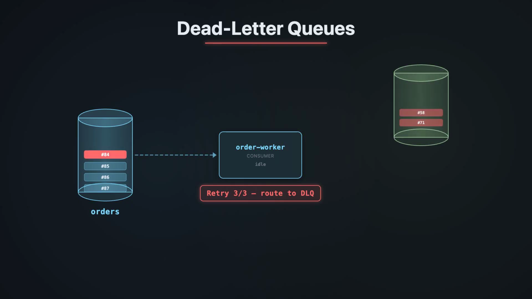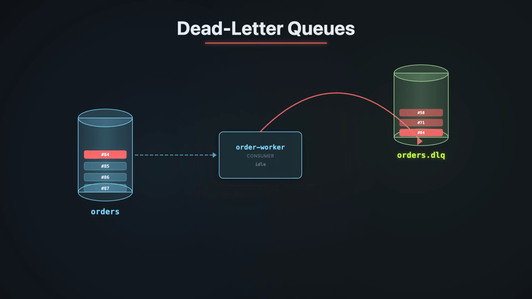The fix is a dead letter queue. After a bounded number of failures, say 3, the broker stops redelivering. Instead, it publishes the message to a separate queue called orders.dlq and acks the original. The main queue keeps flowing. Message 85 gets processed, then 86, as if nothing happened.